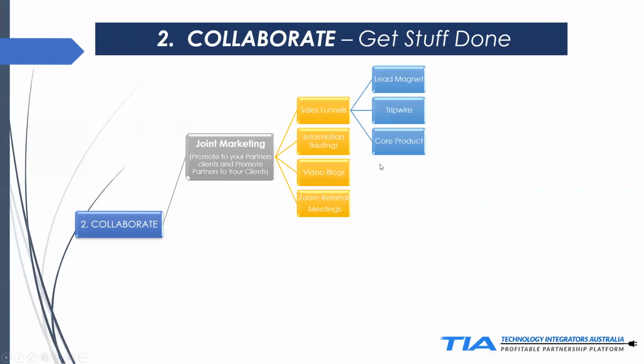So one of the things we can do here is joint marketing. So we can promote our products to our partners, or we can promote our partners' products to our clients. Either way, we make a margin. So we get work or business by promoting to our partners' clients, and we get margin if our partners do business with our clients. And so what we'd encourage everybody to do is have their own sales funnels with lead magnets, tripwires, and core products.